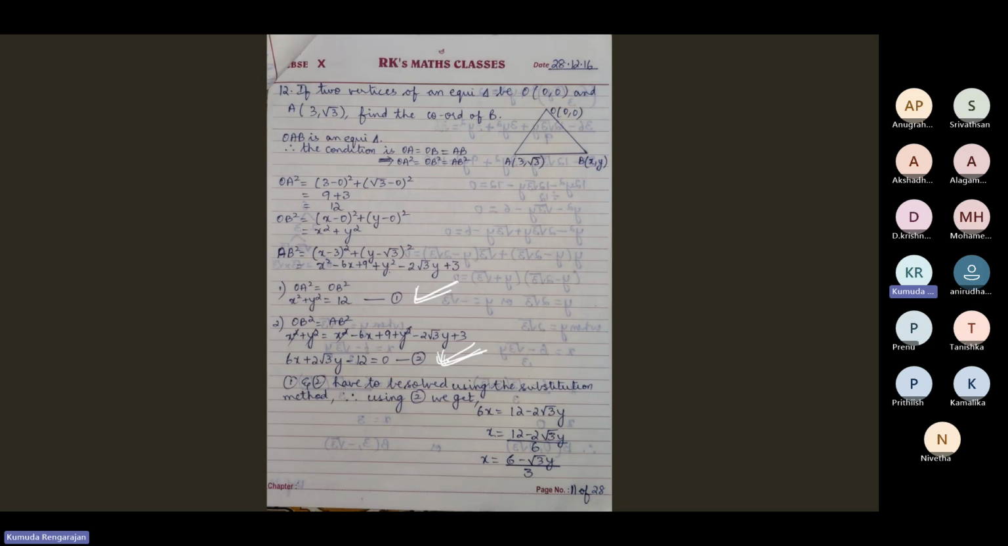From this linear equation, you'll have to write x in terms of y or y in terms of x. So I have written x in terms of y: x is equal to (6 minus root 3y) by 3. Always use the linear equation to write x in terms of y or y in terms of x, and substitute that in the quadratic equation.